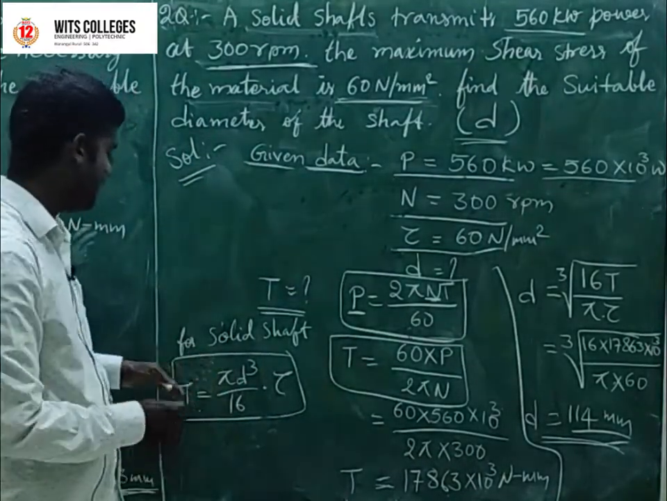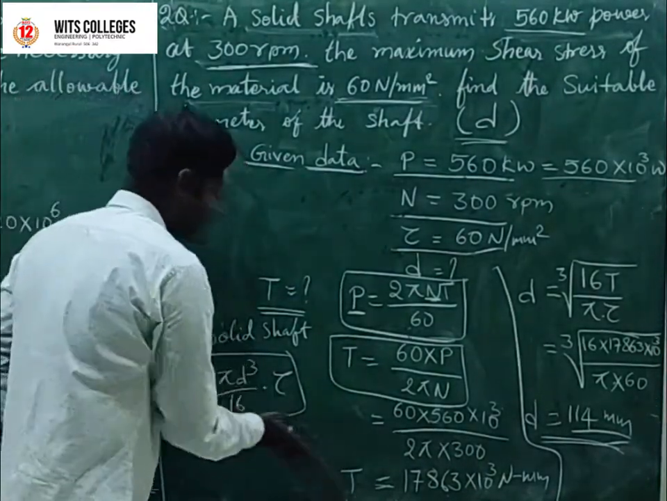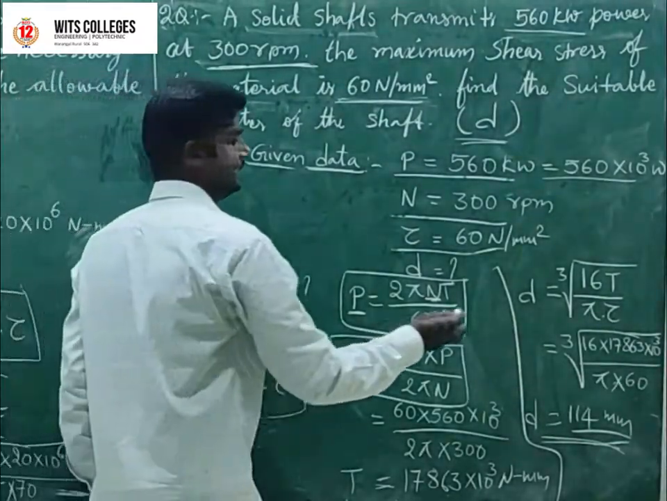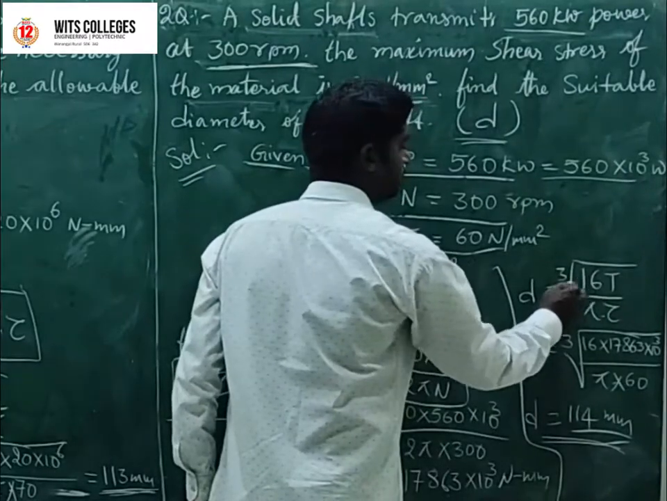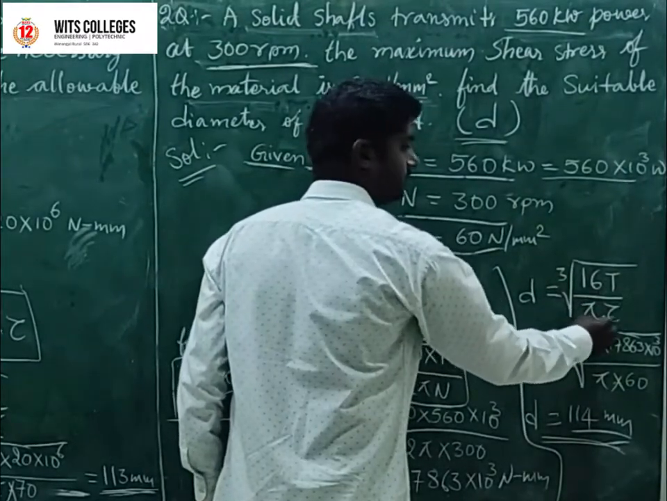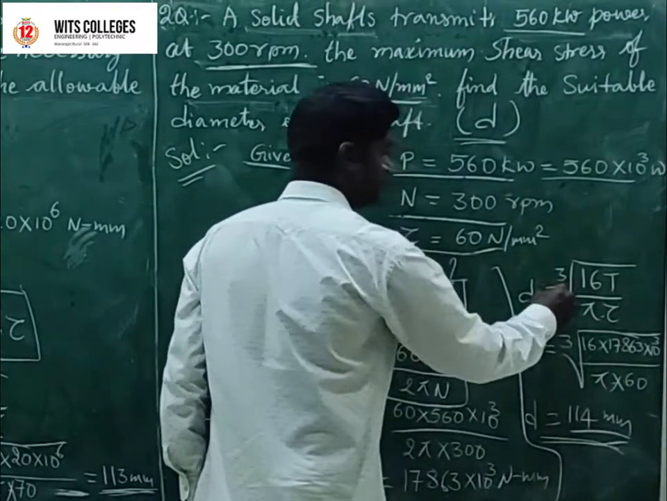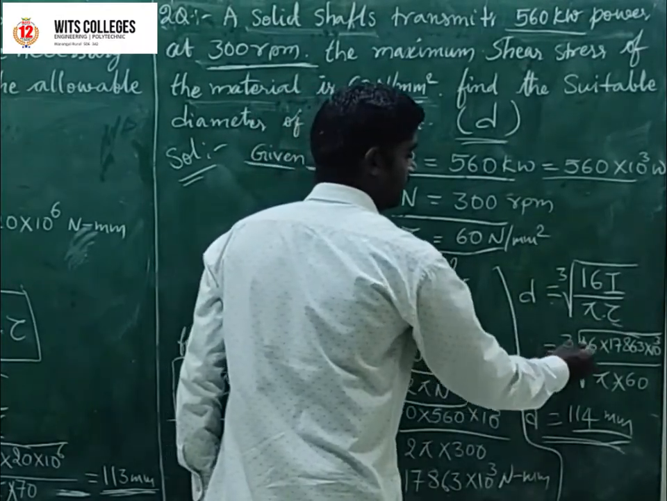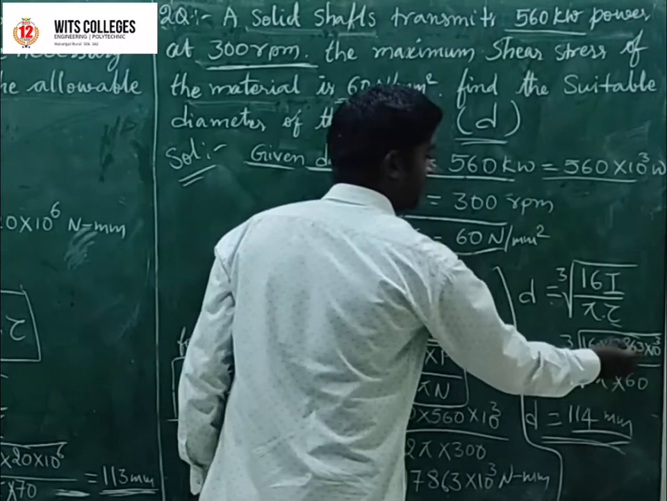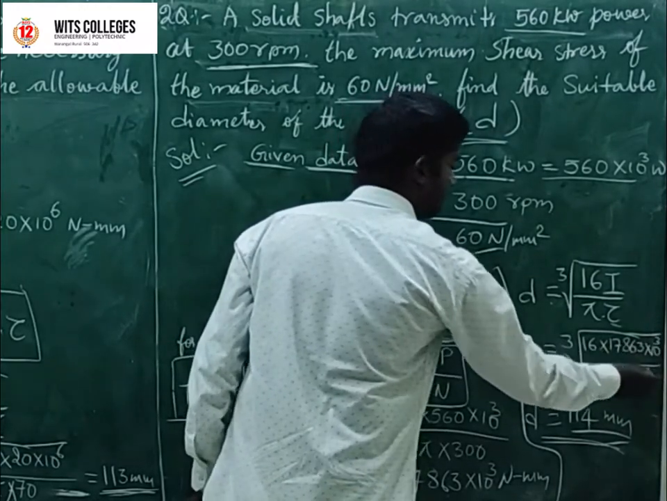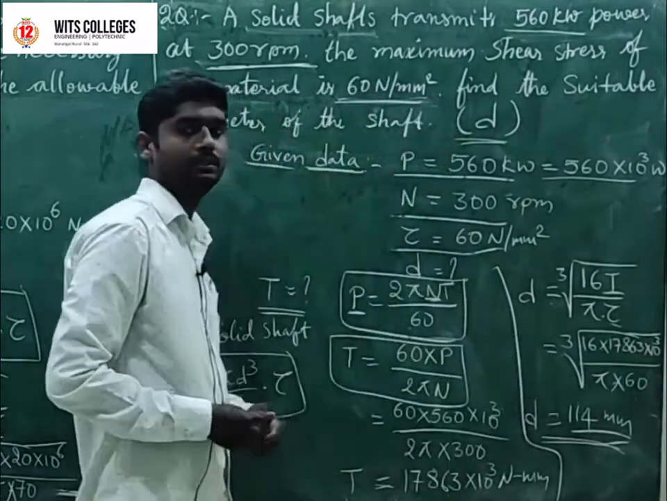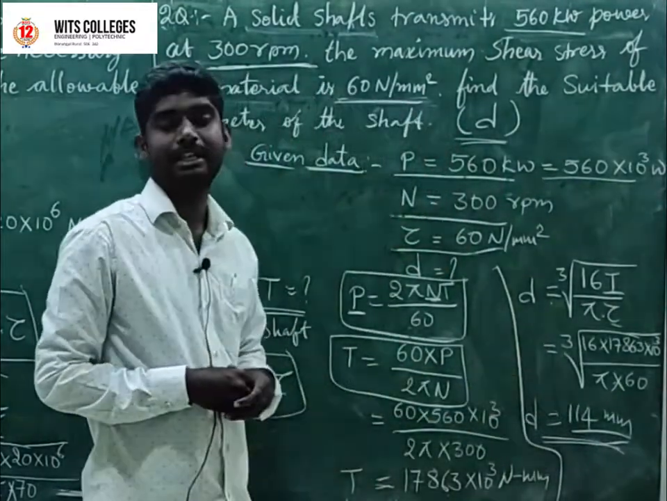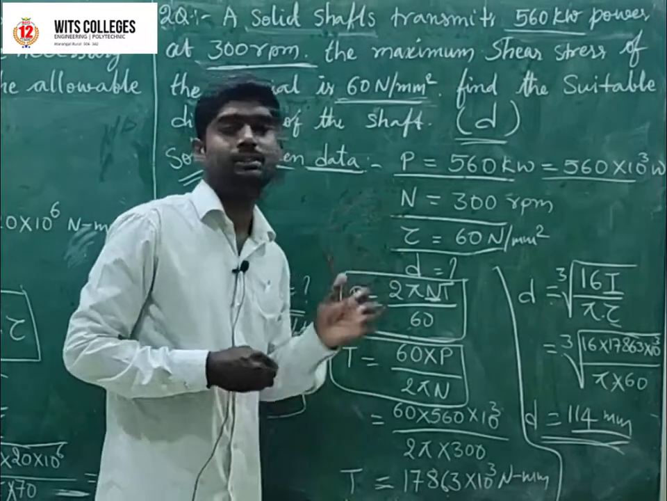Then substitute this T value, torque value, in the solid shaft torque equation. Let's see, D is equal to the cube root of 16T by pi into tau. Let's substitute T and tau values. D is equal to cube root of 16 into 17863 into 10 cube by pi into 60. Let's calculate: approximately D is equal to 114 mm. Okay, this is our second question.